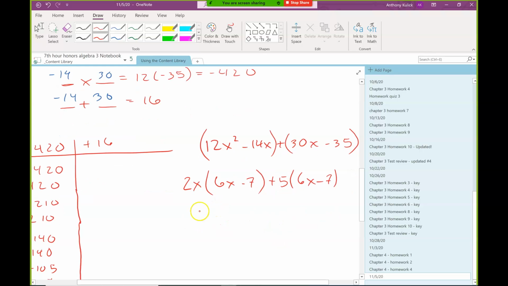So here, what do I do next? I factor out the 6x minus 7, leaving me with just the 2x plus 5. And that's my final answer.